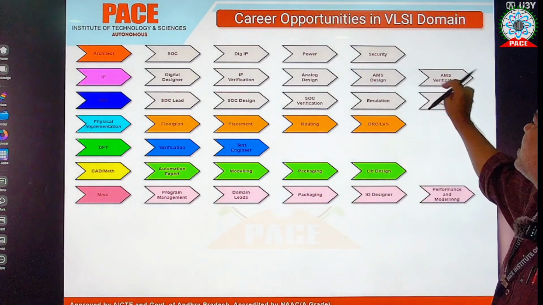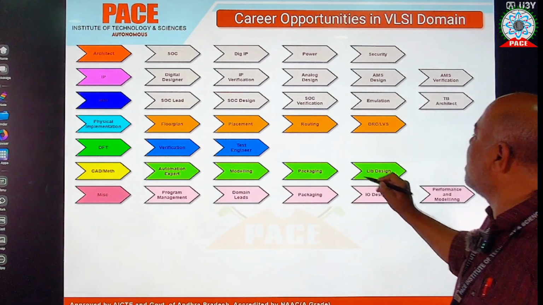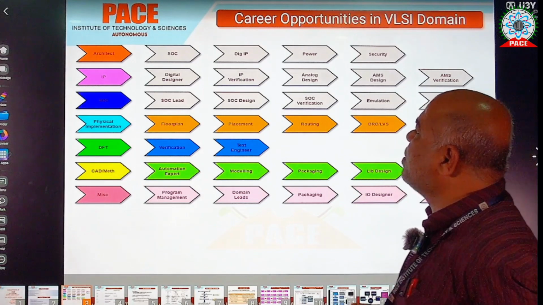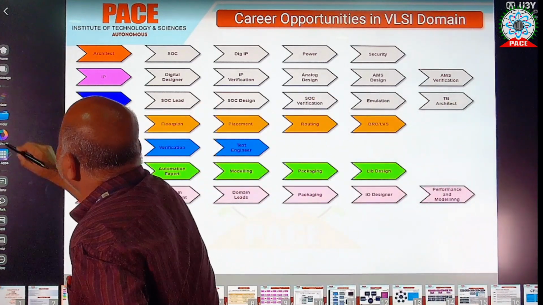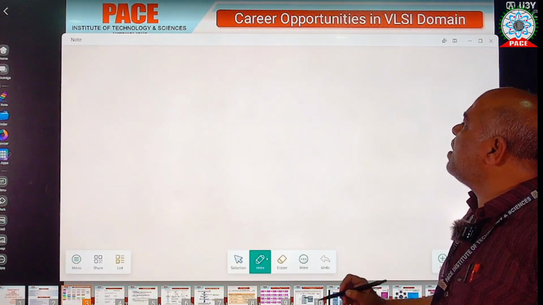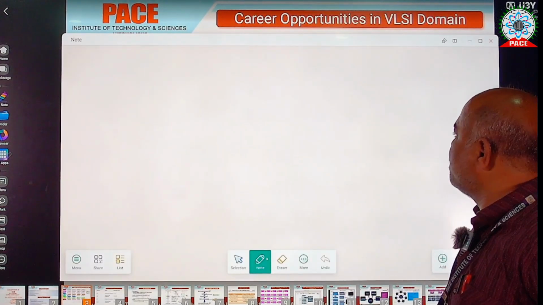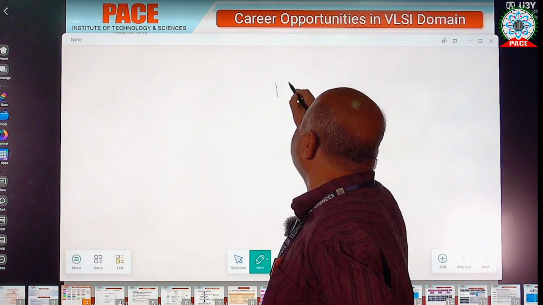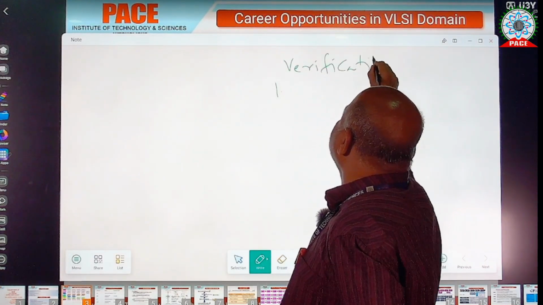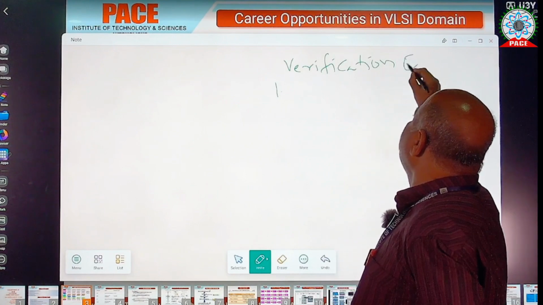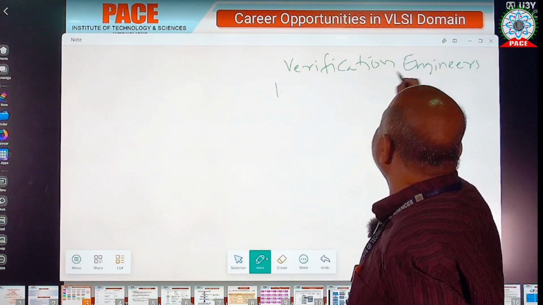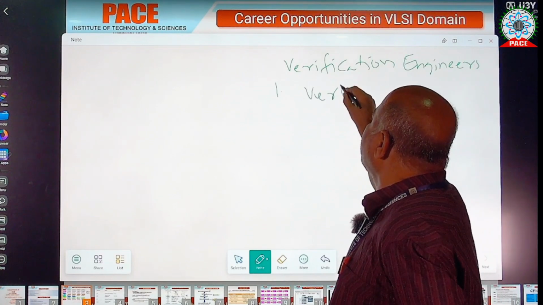That is also here SystemVerilog. Nowadays SystemVerilog is very, very important for writing the code. Without verification engineers, you cannot do the verification.